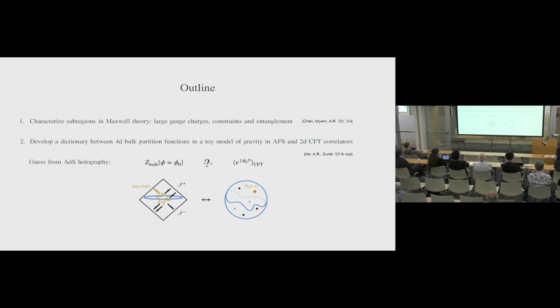And then in the second part, I'm going to move on to gravity, and I'm going to discuss a simple example, a toy model of gravity in asymptotically flat spacetime, where I will show that one can actually define an on-shell action that is non-trivial despite being in asymptotically flat spacetimes. This mimics a relationship that we are very familiar with from AdS holography, namely that the bulk partition function with certain boundary conditions acts like the generating function of correlation functions in a 2-dimensional conformal field theory with sources that are given by the boundary values of this field.